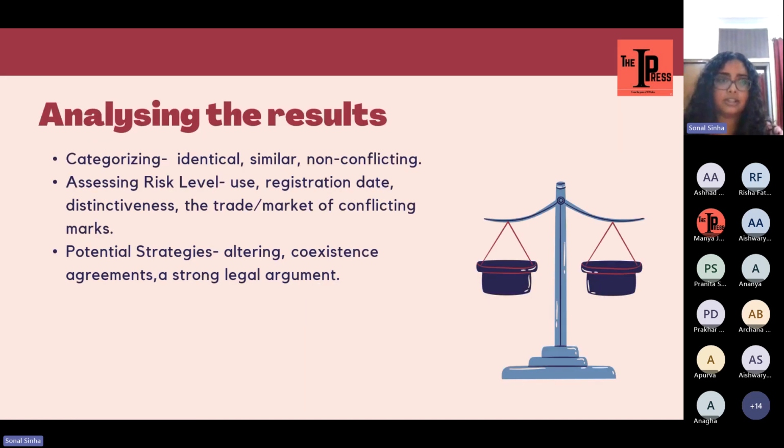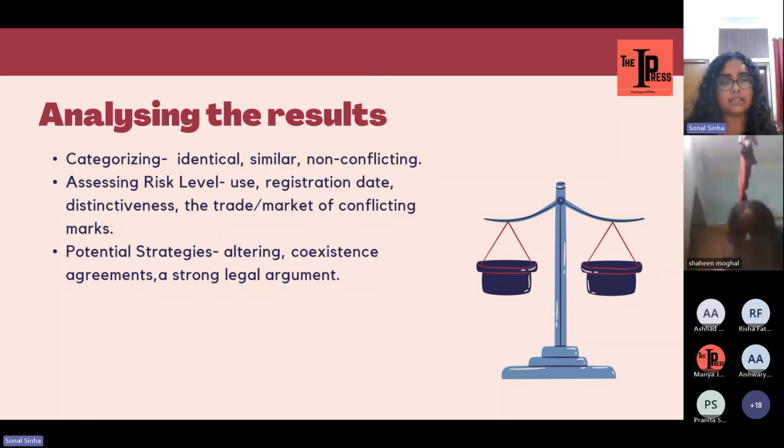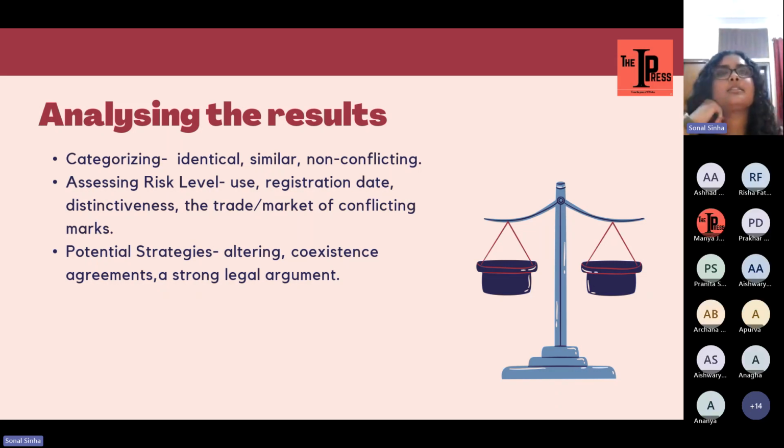So how do you analyze the results? First thing that you can do is you can categorize your search results into identical, similar, and non-conflicting. These are three headers that you divide into. Check out the non-conflicting marks, because that's none of your concern. When it comes to identical and similar, again, try to cull out those marks that.